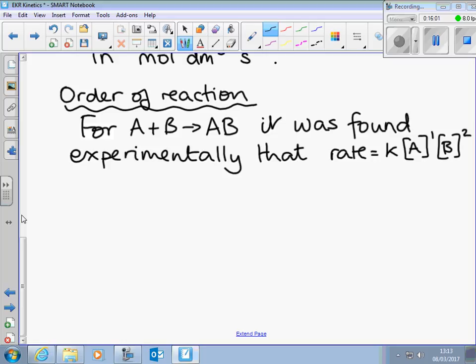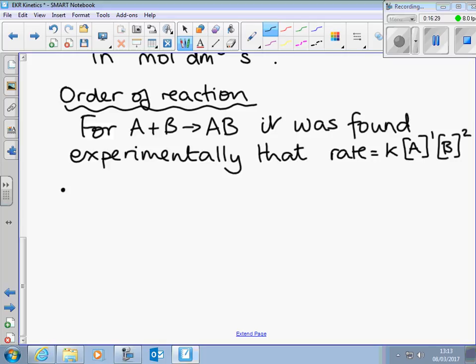Right. How would we know? Well, we've got A and B to consider. Now, the way that we would express this is that we can say that the order is 1, if you like, with respect to A, or it's first order with respect to A. They both mean the same thing, all right? So its order is 1, or it is first order.